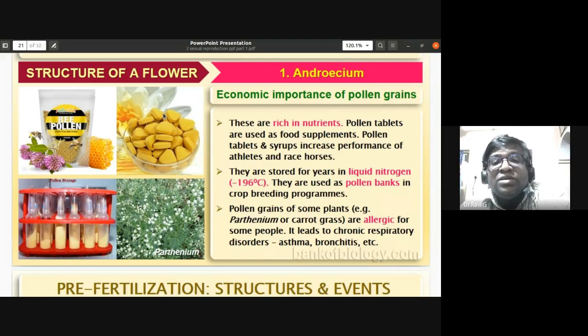So the pollen grains can be stored for years together, for eternity. You can store them in liquid nitrogen. See, nitrogen is in gaseous form. For it to be in the liquid form, the temperature should be minus 196 degrees centigrade. We can store the pollen grains for eternity in liquid nitrogen. So the pollen grains are used as pollen banks in crop breeding programs.